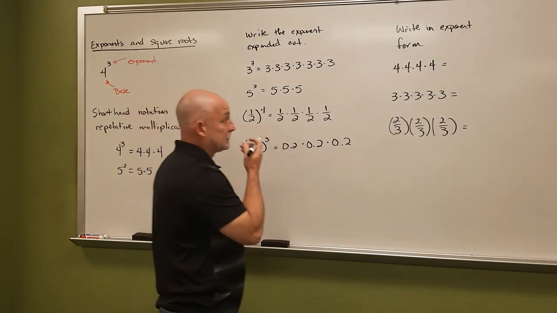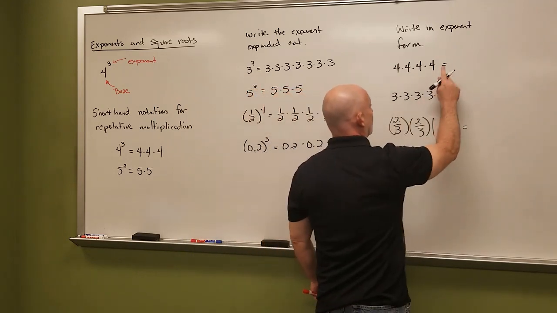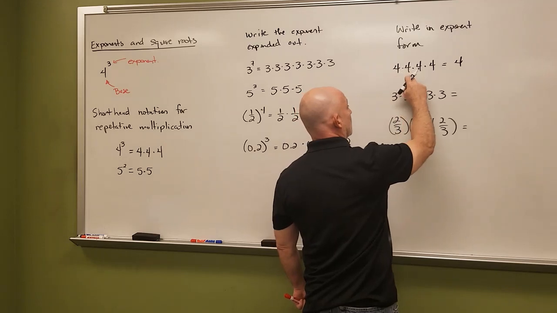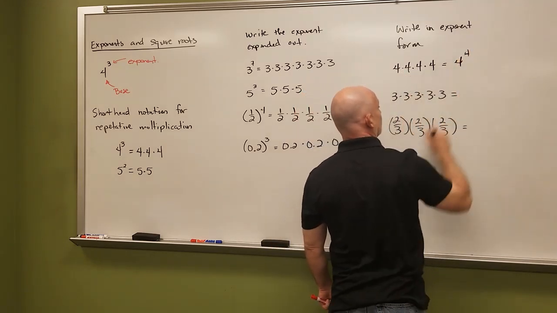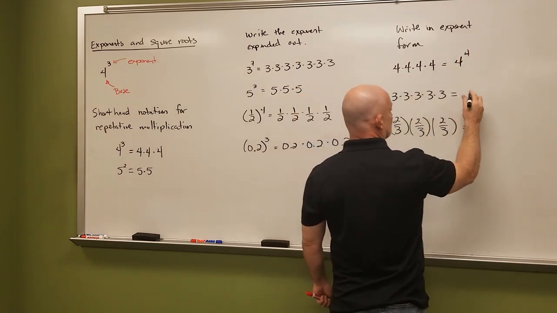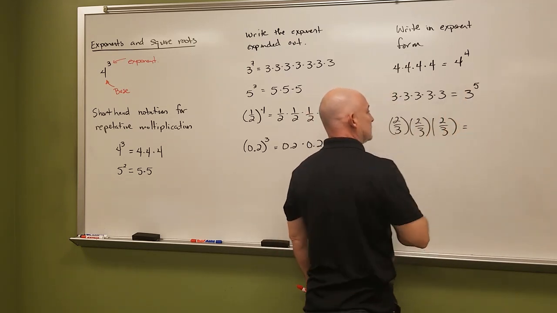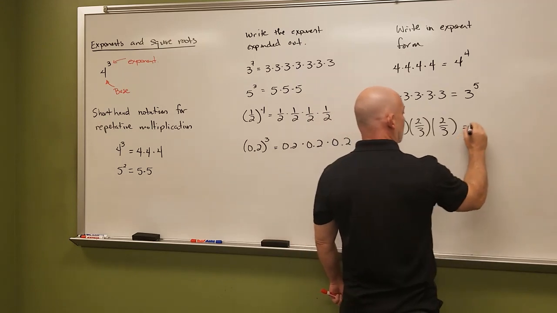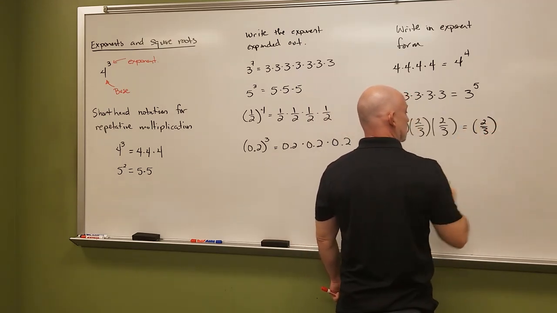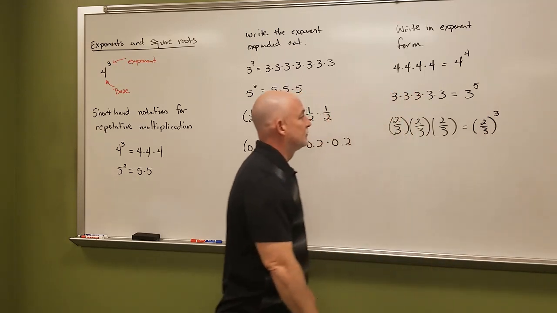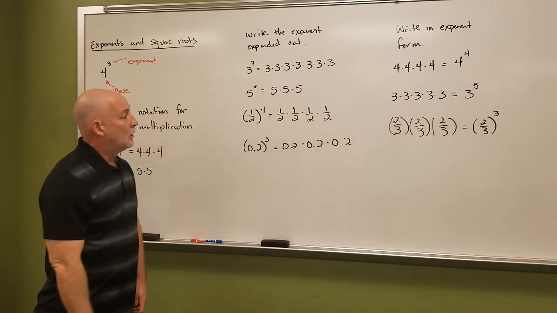All right, if you're back, let's see what we got. Here we have the base is 4, so we're gonna write the 4 first. And how many times do we multiply by itself? 1, 2, 3, well, 4 times. Here our base is 3, and we've multiplied 3 by itself 5 times, so the exponent would be 5. Here our base is 2/3, and we multiplied 2/3 by itself 3 times. All right, so there you go.